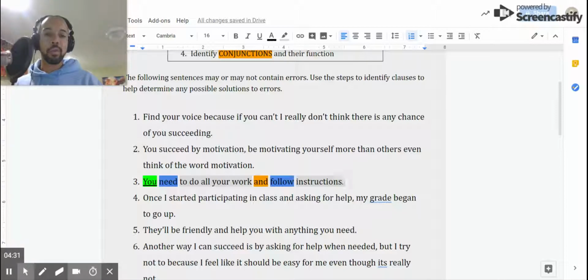So we're left with 2 options. It's either joining words or it's joining clauses. So let's address clauses.